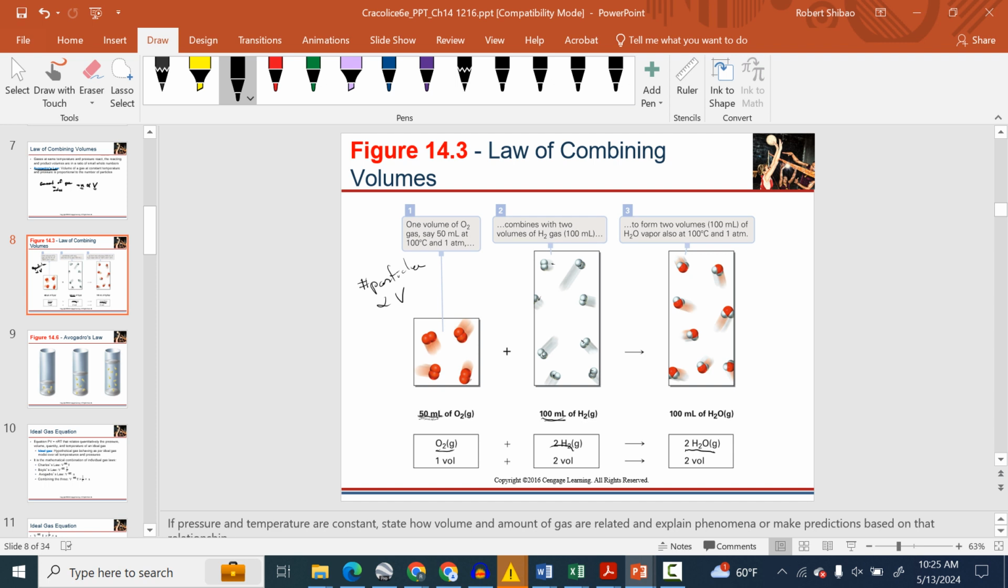In this reaction, if I take 4 of these and 8 of these, I'm going to make 8 waters. If I make 8 waters in the gaseous state, that's 8 gaseous particles, which is going to take up 100 milliliters. So in the law of combining volumes, we come up with a simple equation like this.